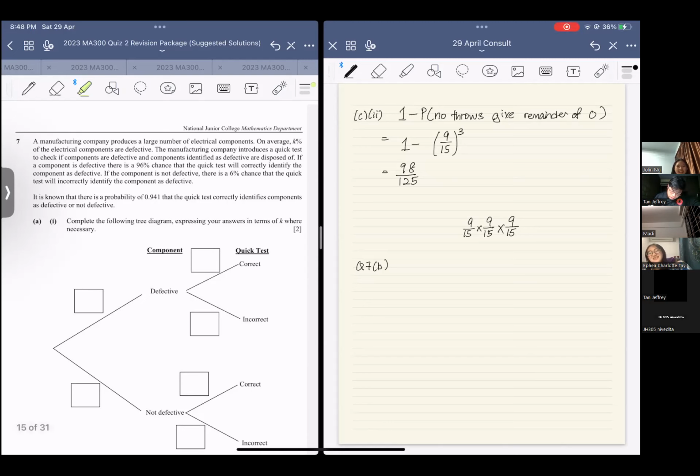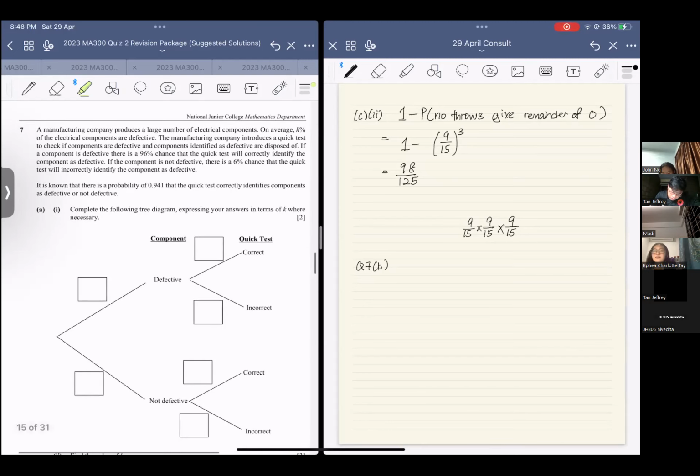Okay, so a manufacturing company produces a large number of electrical components. K% are defective. K% means the probability is K over 100. Probability can be written as a percentage, as a fraction, or as a decimal. Just take note, probability doesn't mean it must be a fraction or a decimal; it can also be written as a percentage.